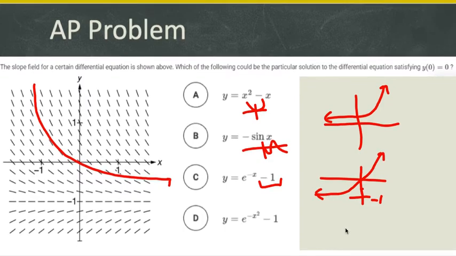And the last thing that we need to look at is this negative. The negative x is what will take that and flip it over the y-axis to make it look like this.